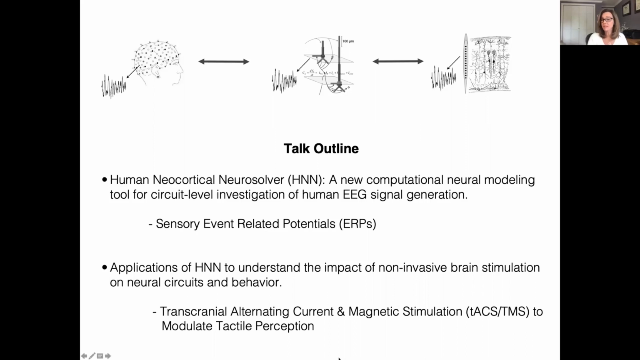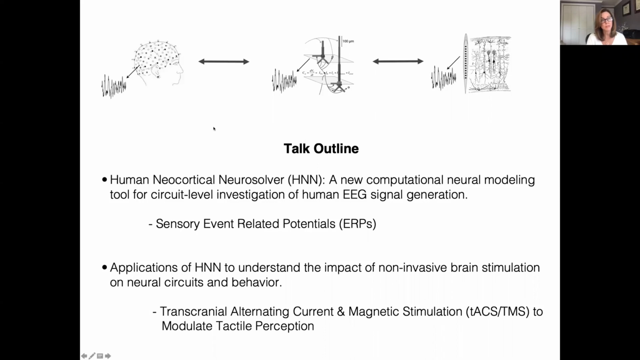I'm then going to give some examples of how HNN can be applied to study the impact of non-invasive brain stimulation on neural circuits and behavior. And again, I'm going to focus on studies from the lab where we've been attempting to modulate tactile perception using transcranial alternating current stimulation and most recently transcranial magnetic stimulation.